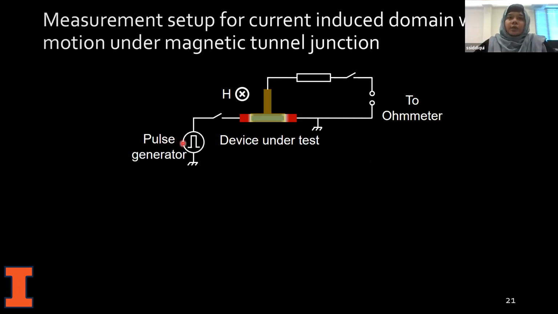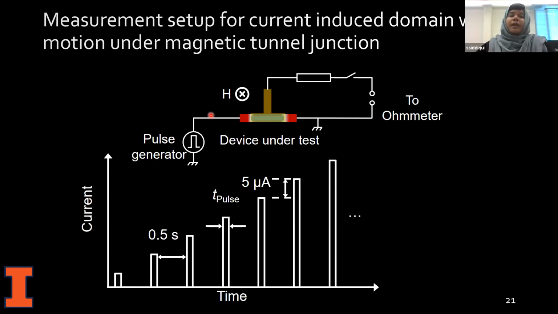For measuring the resistance and looking into the functionality of our device, we have used this measurement scheme where we apply current pulses through the bottom wire, and then we measure the resistance of the wire. We apply a series of current pulses with increasing amplitude, where we change the pulse width for different measurements. Then we read the resistance of the wire.